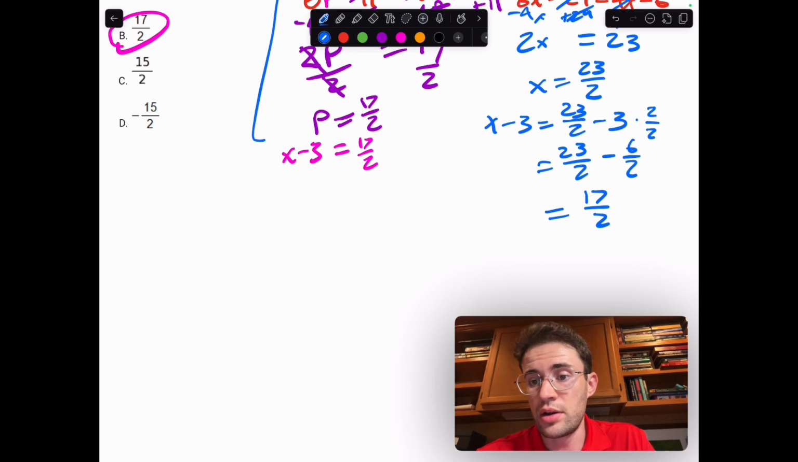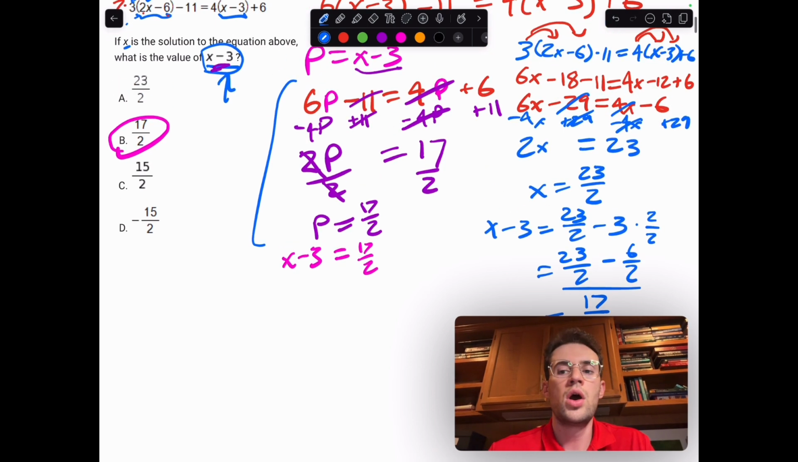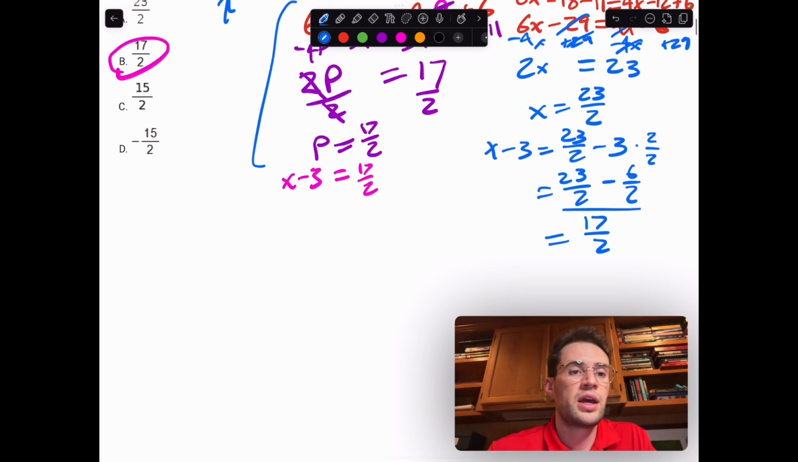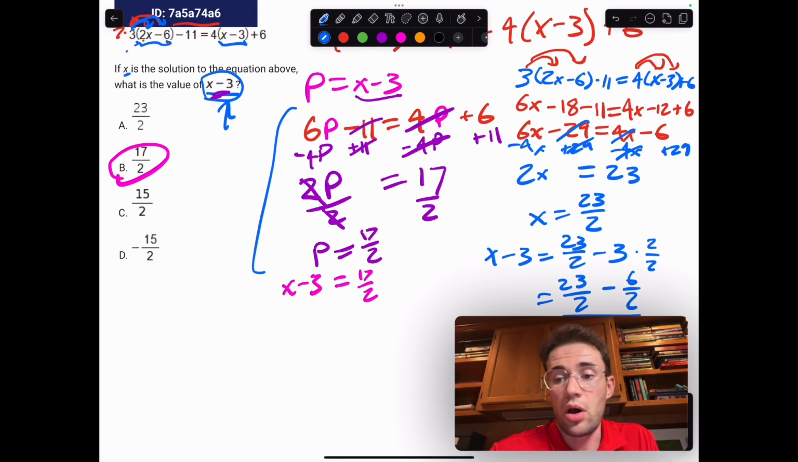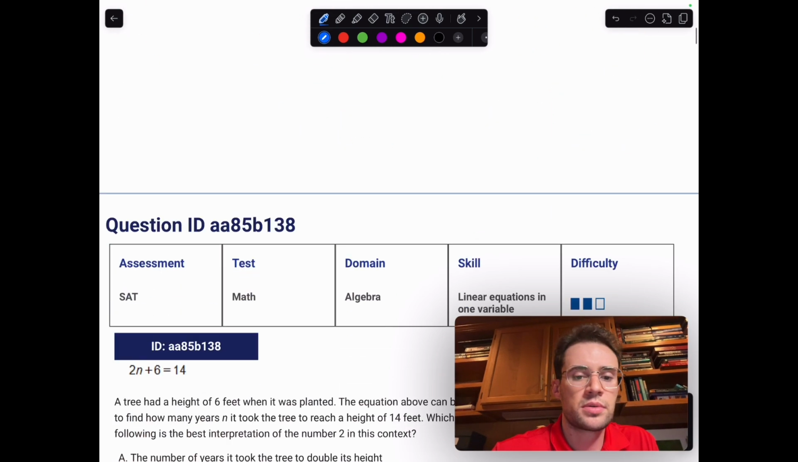If you have a calculator, you wouldn't even have to worry about this 3 times 2 over 2. You can just type in 23 over 2 minus 3 and then just give your answer in fraction form. Or even if you don't know how to get your calculator to give you a fraction back, still, it could be worth looking into, but you could just type all of these fractions into your calculator and see which one is the same decimal as your answer. So that's another method. But either way, 17 halves will be your answer.